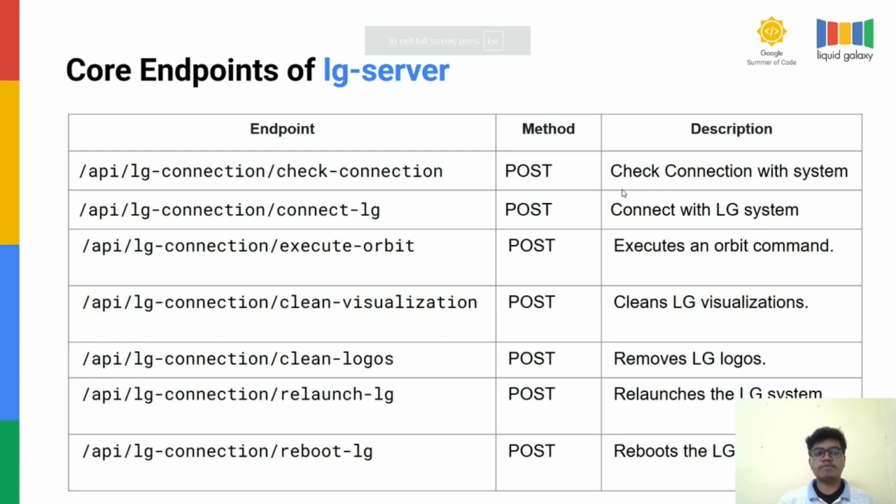Okay, so LG Server provides many API endpoints. So there are check connection, connect LG. This is the basic structure of the API, the basic URL of the API: slash api slash lg-connection slash check-connection. The method we are using here is the POST method, and what it does is check the connection with the system. Similarly, we have other API endpoints available. We have connect LG, execute orbit, clean visualization, clean logos, relaunch LG, reboot LG, and these are the methods that we have to apply to these APIs.